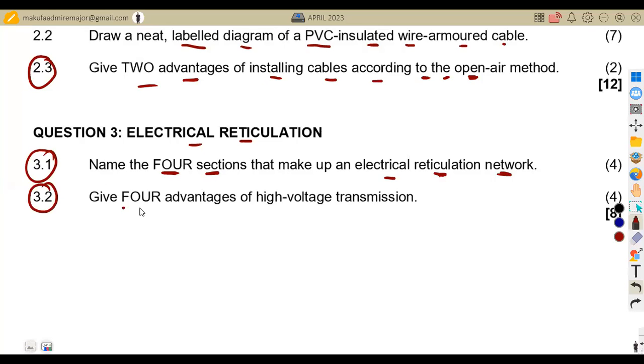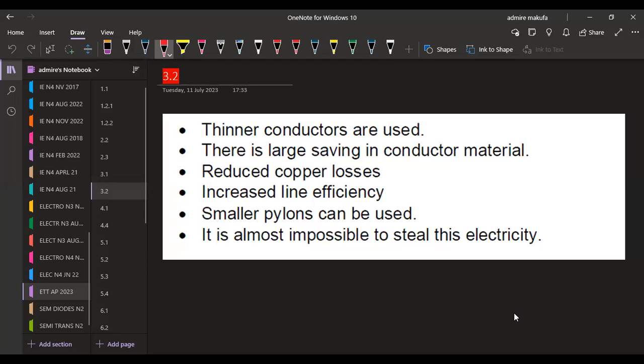The next part is to give 4 advantages of high voltage transmission. In terms of voltages, remember we've got low voltage transmission and the high voltage. So what are the advantages that we have in high transmission? The first part that we can consider is the use of thinner conductors. There is a large saving in the conductor material, reduced copper losses, then increased line efficiency. Smaller pylons can be used, and it is almost impossible to steal this electricity. So these are the advantages of high voltage transmission in this case.